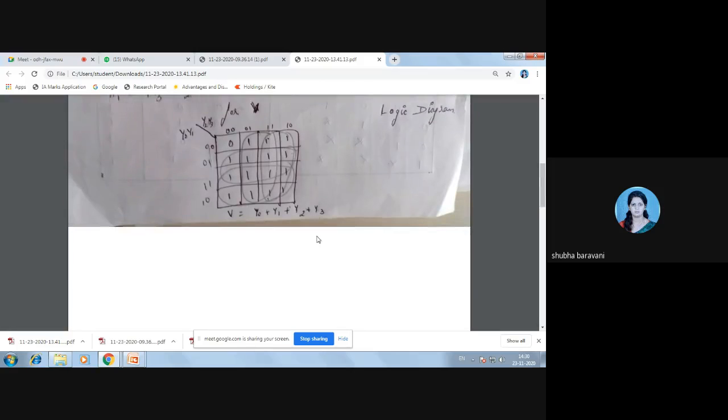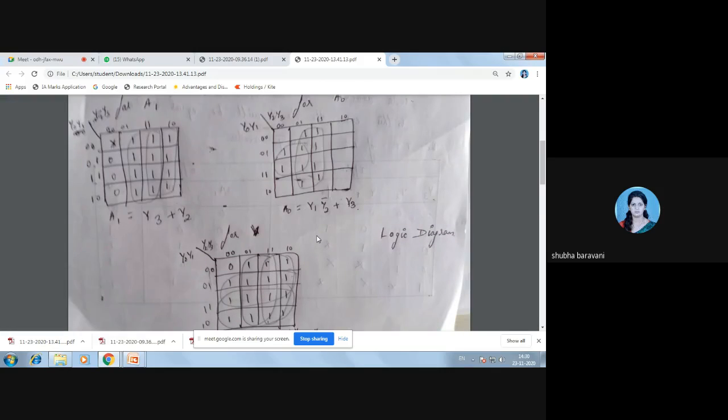Your work would be to get me the logic diagram using an OR gate, and you may require one inverter. See, one inverter is there, so you may require one more inverter. Okay, this can be done. You can make the logic diagram. You all can draw that, right?